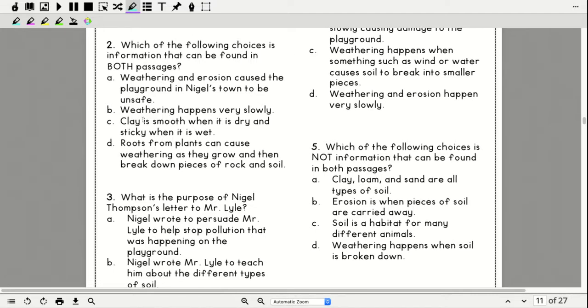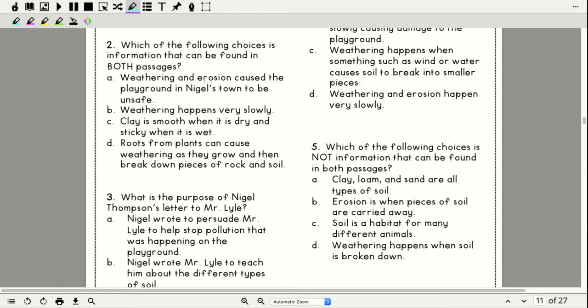Okay, let's go over here to number two. Which of the following choices is information that can be found in both passages? Okay, so we're looking at both Dear Mr. Lyle and Super Soil. So A, weathering and erosion cause the playground in Nigel's town to be unsafe. B, weathering happens very slowly. C, clay is smooth when it is dry and sticky when it is wet. D, roots from plants can cause weathering as they grow and then break down pieces of rocky soil.